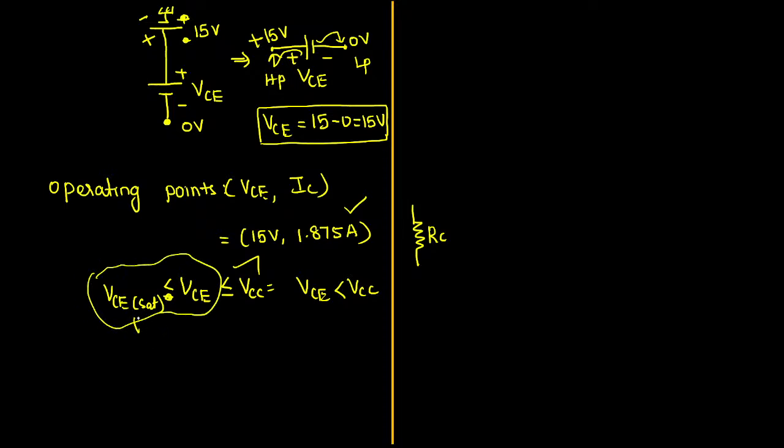See that the value of saturation voltage is 0.2 volts. So the value of VCE is greater than 0.2. So our transistor is in active region only. Our assumption is correct.